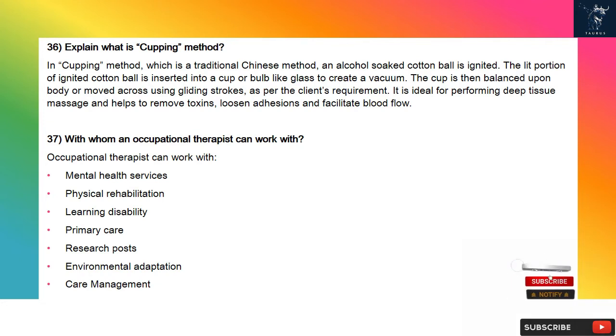37. With whom can an occupational therapist work? Occupational therapists can work with mental health services, physical rehabilitation, learning disability, primary care, research, post-environmental adaptation, care management.